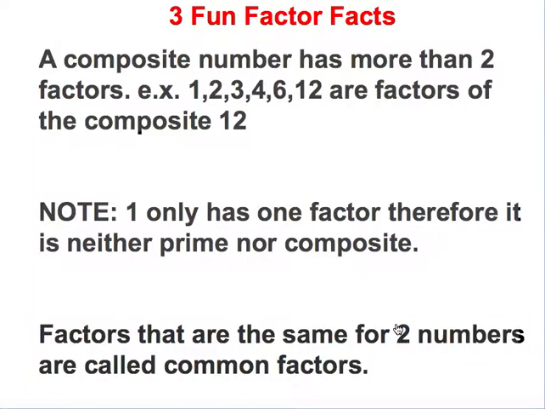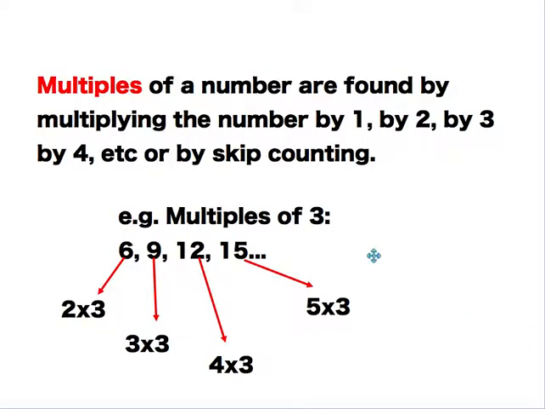And finally, factors that are the same for two numbers are called common factors. We're going to need that for later. The opposite of the factor is a multiple. You might hear me in class say, raise the roof when you hear multiples and break it down when you hear factors. When we are asked to find the multiples of a number, we're multiplying it by 1, then by 2, then by 3, then by 4. For example, multiples of 3 would be 3, 6, 9, 12, 15, etc. And you could keep going.